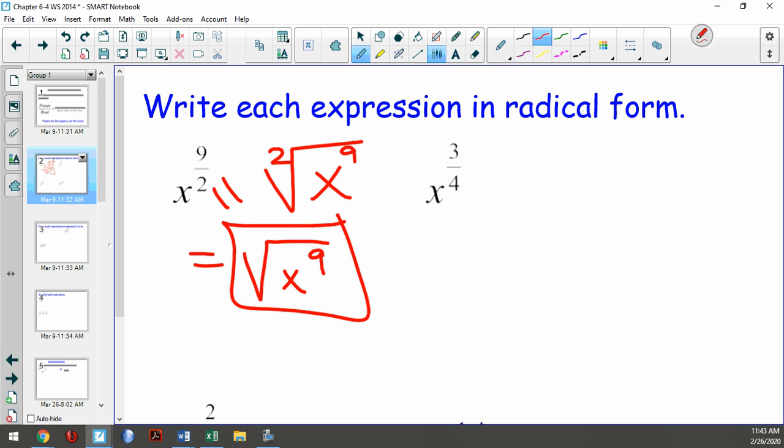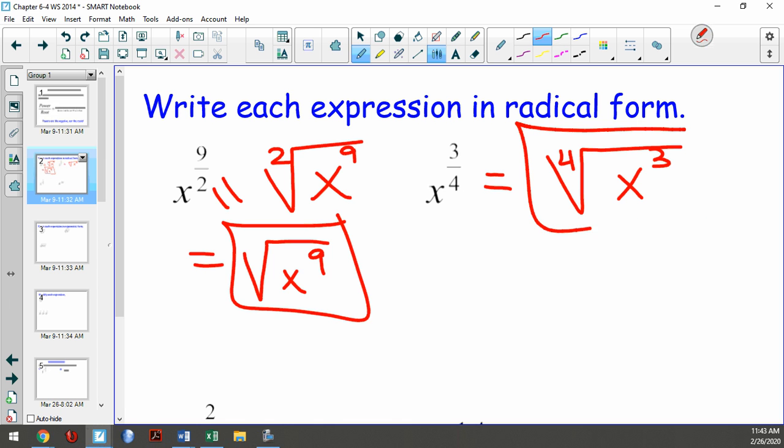Next, same thing. We want to go from a fractional exponent to a radical. So I'm going to have my lovely little root symbol. What is the base? X goes on the inside. What is the power? 3. And what is the root? 4. I am done because the 4 has to stay.